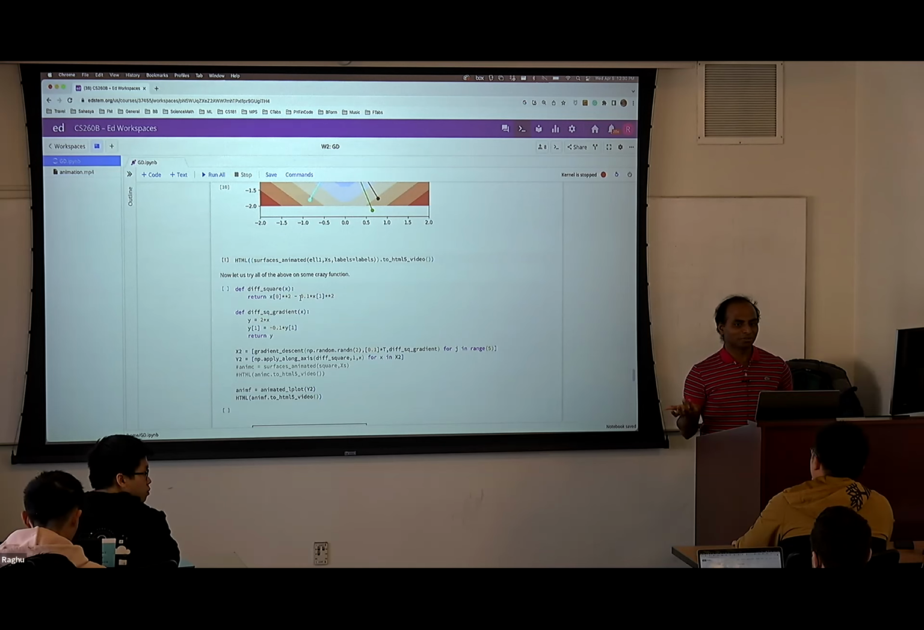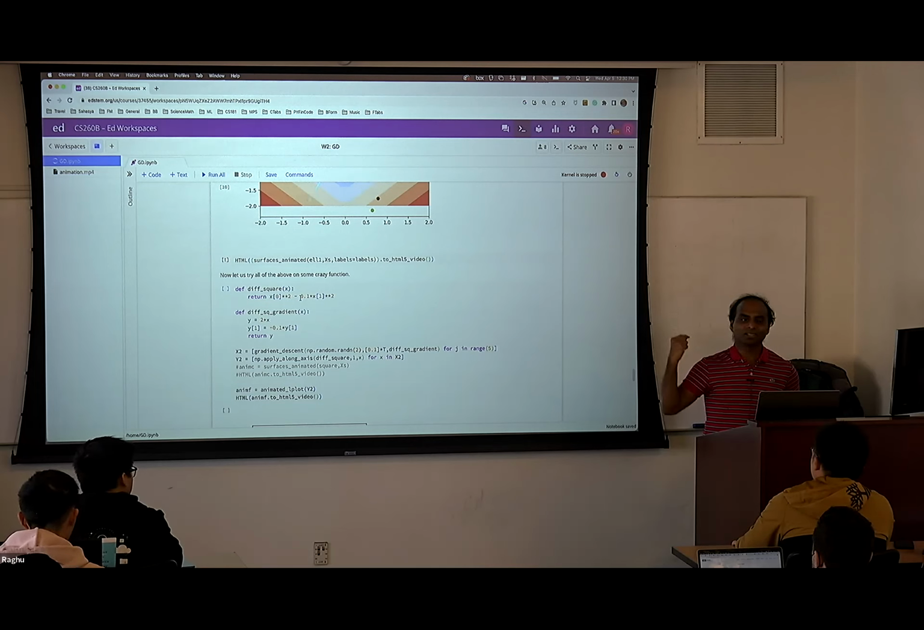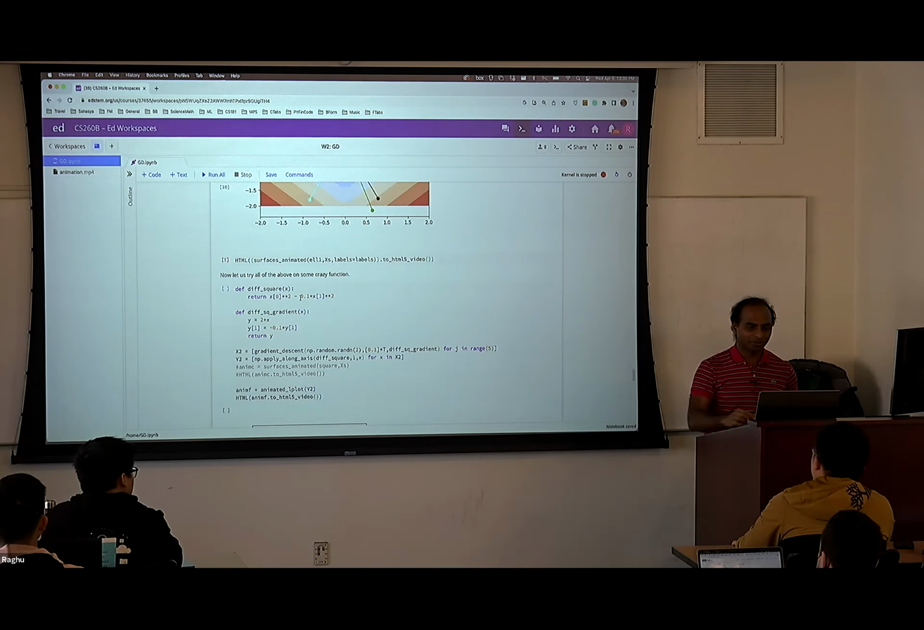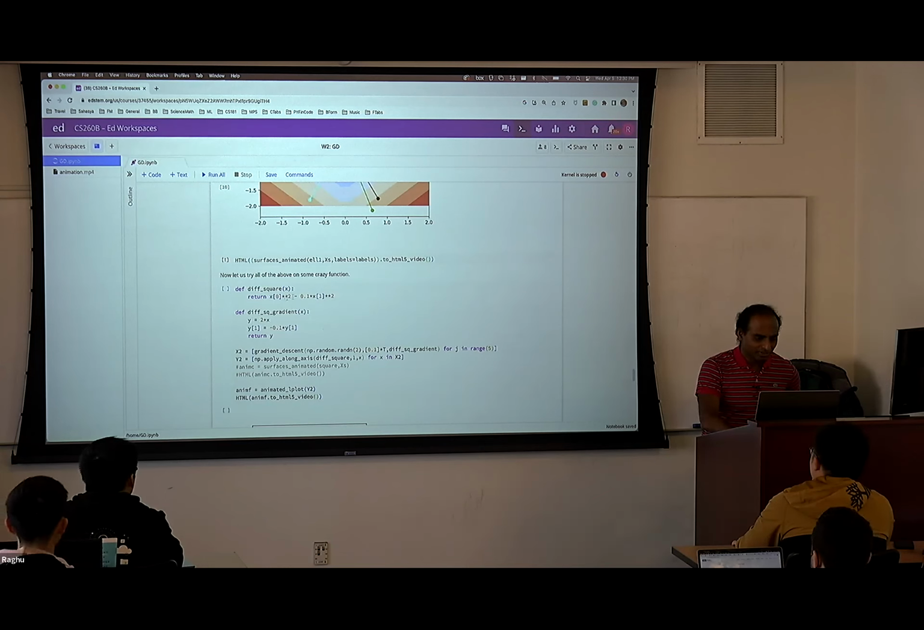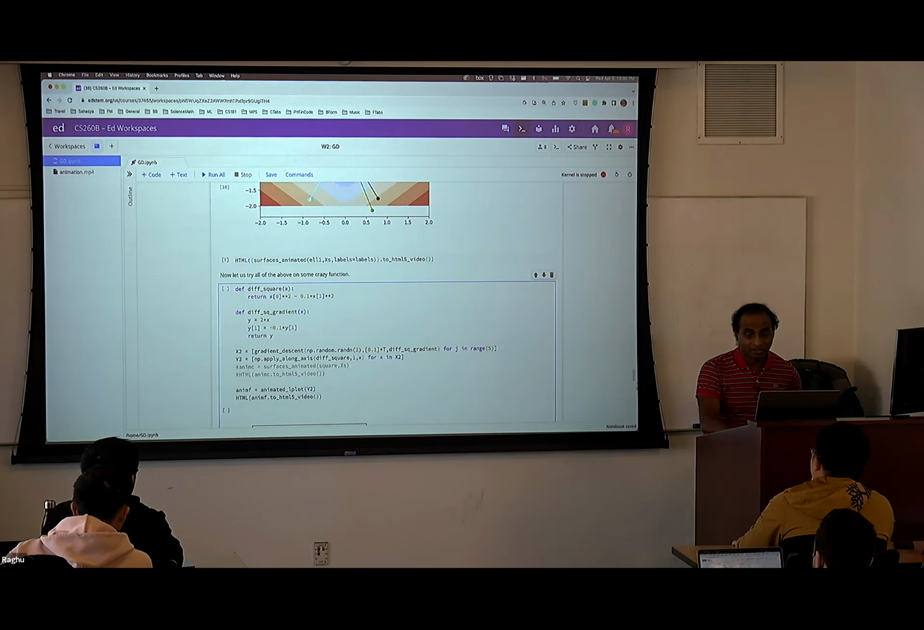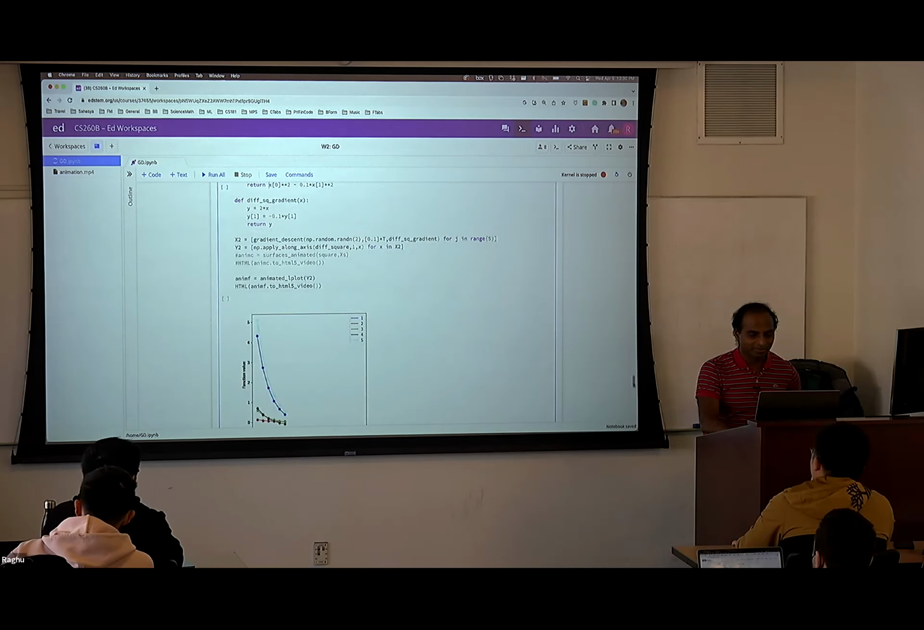Yeah, there's no minimum, right? It can just keep going to infinity because there's a minus b squared. As the second coordinate increases, you can keep going lower and lower. And you can still compute the gradient. The gradient is still fairly simple. So we can run gradient descent and see what happens.